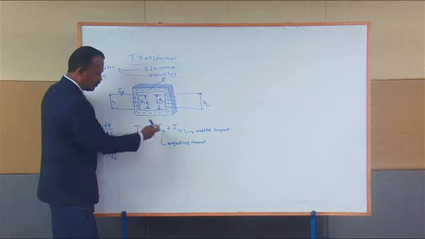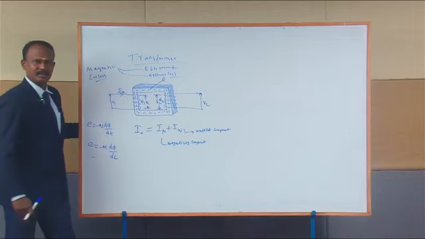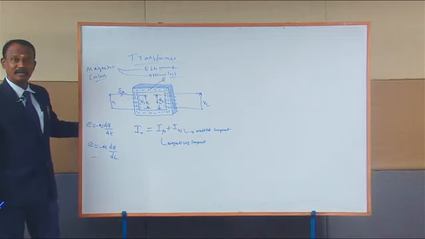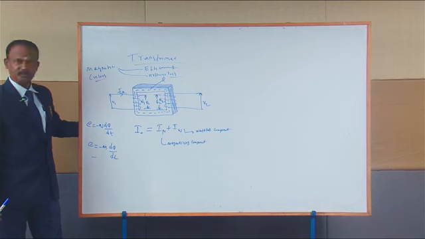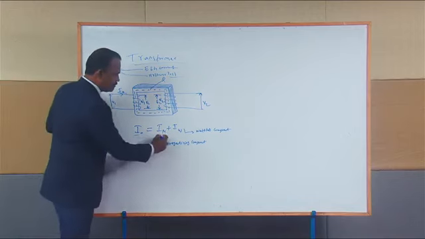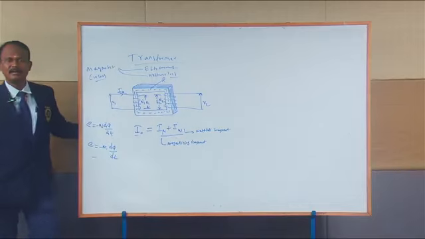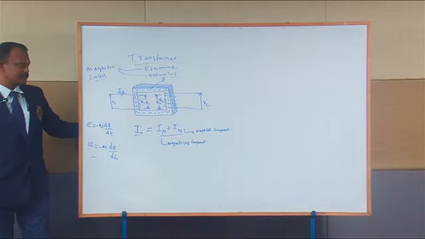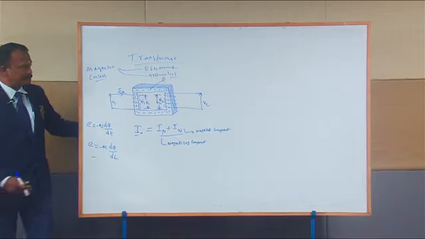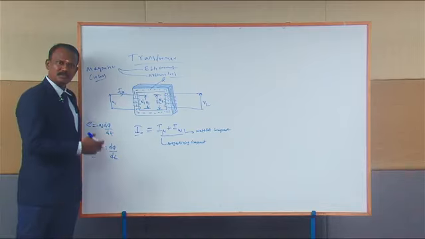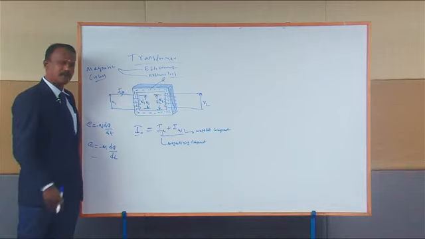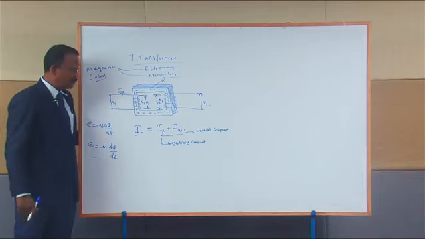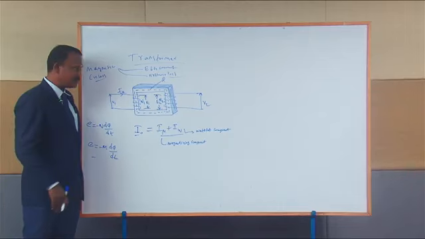So this I naught, that I call the no load current, is equal to I mu and IW. But this is not an algebraic sum. Actually, it is a vectorial sum, right? This is all about a simple transformer under no load condition. I'm not connecting any load. What happens to the transformer?